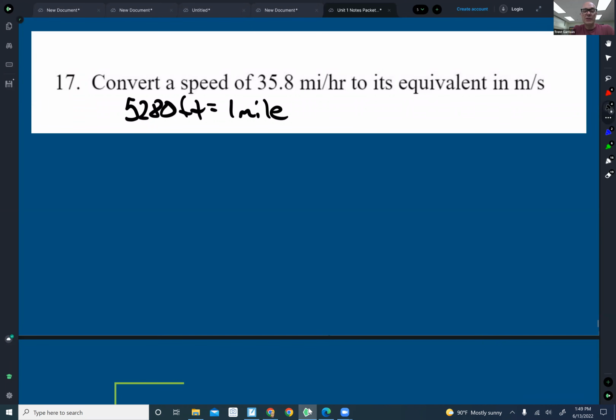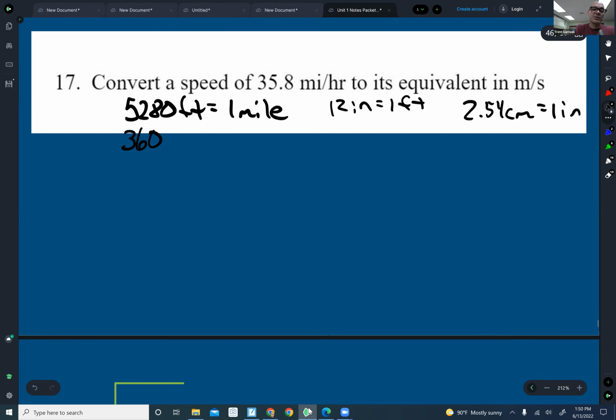There are 12 inches in 1 foot, and there are 2.54 centimeters in 1 inch. There are 3,600, well, let's just do what we know. There are 60 seconds in a minute, and there are 60 minutes in an hour.